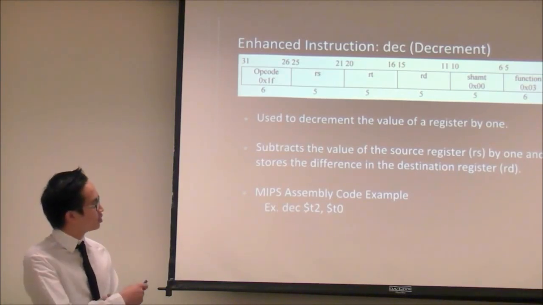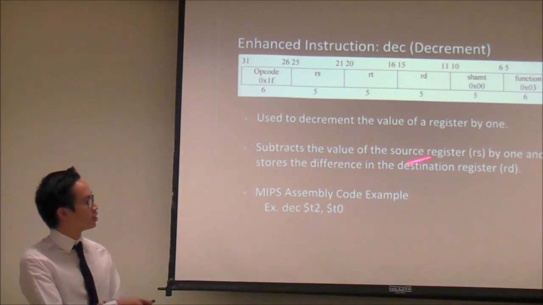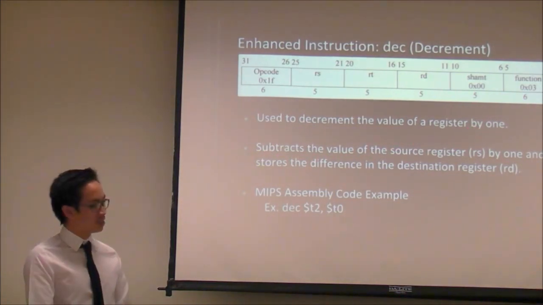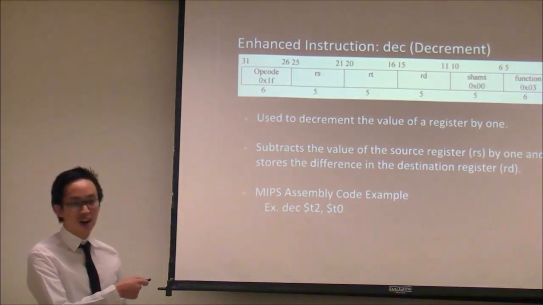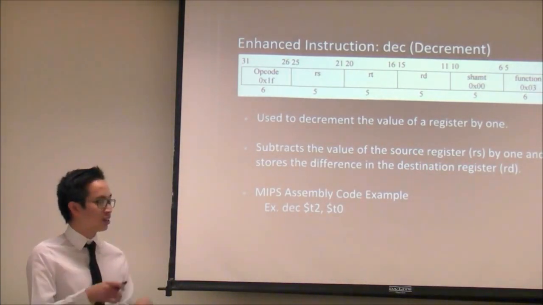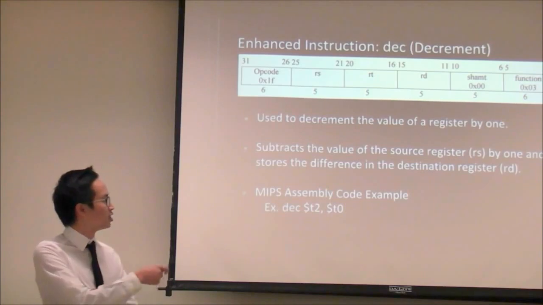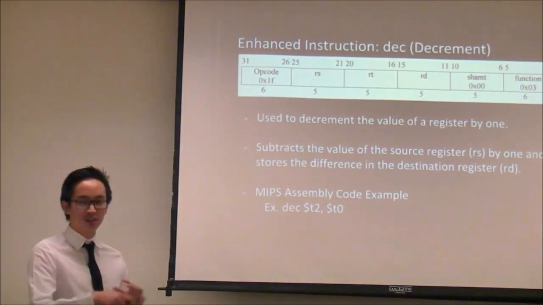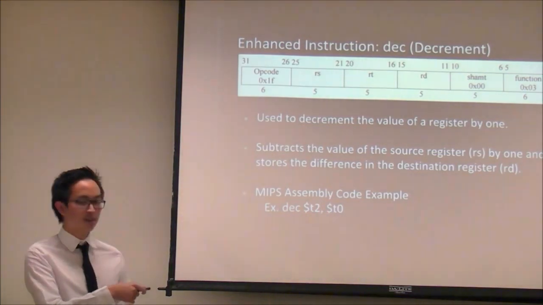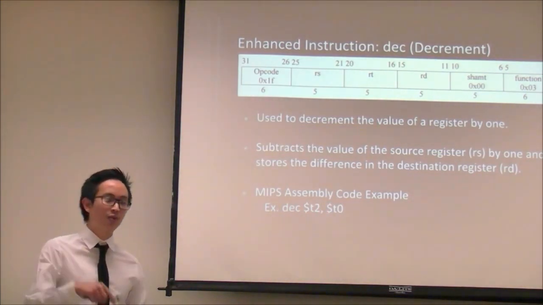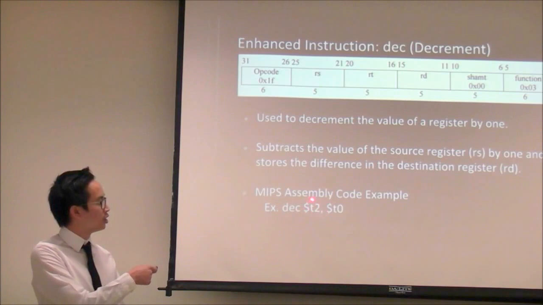So our decrement instruction is used to decrement the value of a register by 1. So what essentially is happening here is that we're subtracting 1 from the value in source register RS and storing that difference inside the destination register RD. So in assembly, it would be decrement T2, comma T0, meaning that we would decrement T0 by 1 and store that value in T2.